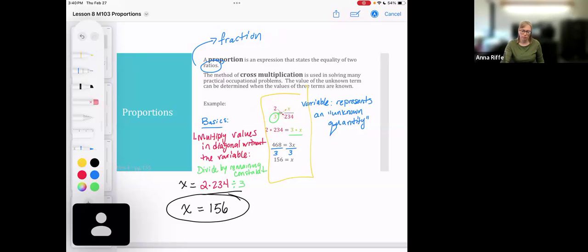Okay. And we're gonna do several practice problems. But before I go to that, do you have any questions for me? We're gonna use this setup to solve a variety of word problems. So knowing how to solve a proportion is half the battle for this particular lesson.